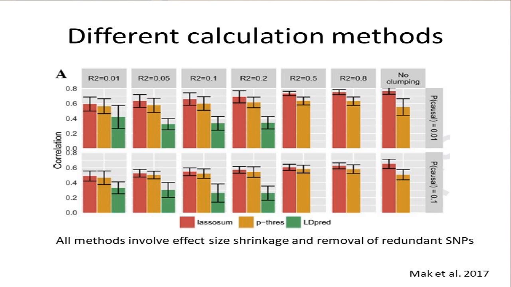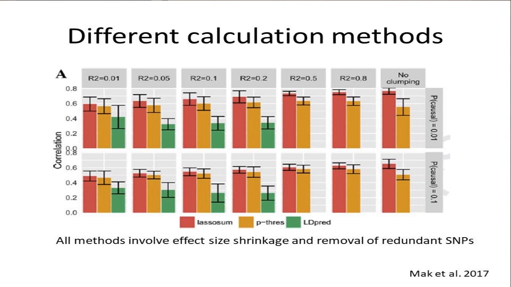So, exactly how this is done depends on the method, and there have been several proposed methods. My postdoc, Tim Mack, proposed one of these methods called lasso sum. Lasso is a well-established statistical method for penalized regression, designed to handle situations where you have more variables than you have subjects. So, the P greater than N problem that was mentioned already.